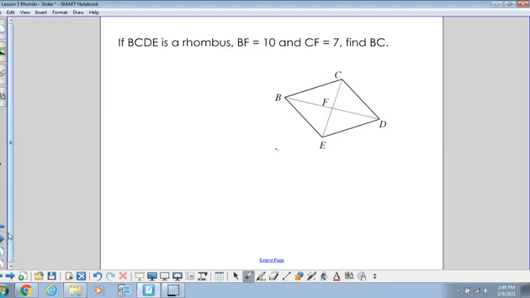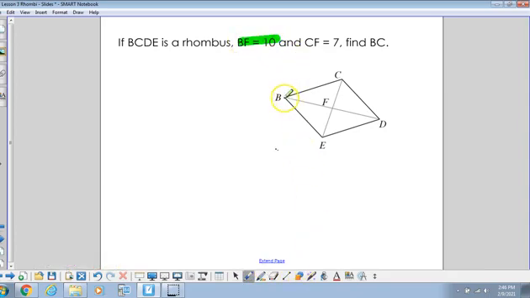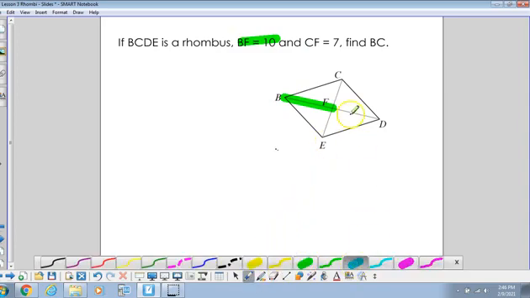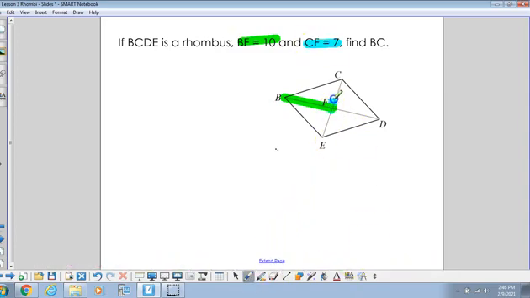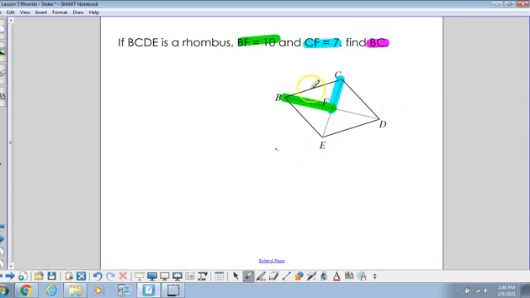Another problem. If BCDE is a rhombus, BF is 10, and CF is 7, find BC. Okay, what do we have there? BF is 10, so that's right here. And CF is 7 here, and we are trying to find BC. Well, one of them is part of one diagonal, part of the other diagonal, and then we've got a side of a triangle.